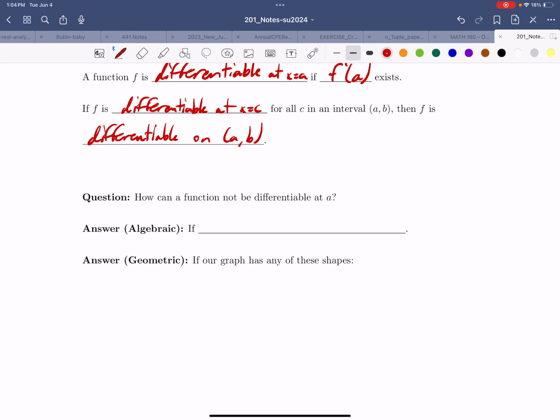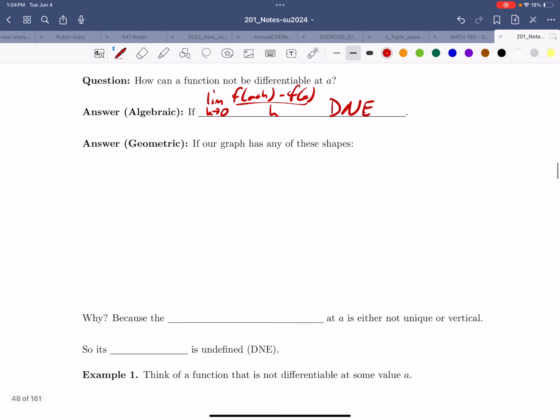Well, the answer is if the limit as h approaches 0 of f of a plus h minus f of a all over h does not exist. Now, how does that happen? Well, if a graph has any of the following shapes, we can have a situation where, first of all, I'll just create a big set of axes right here. Maybe our function is discontinuous for some reason.